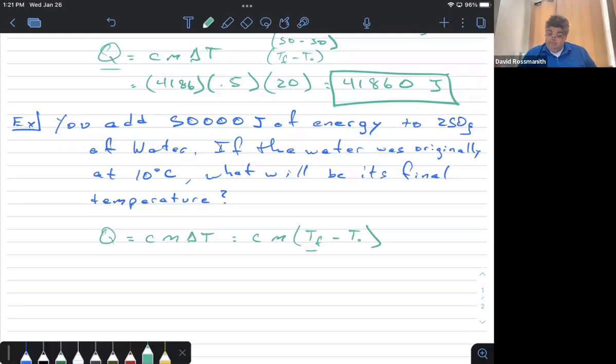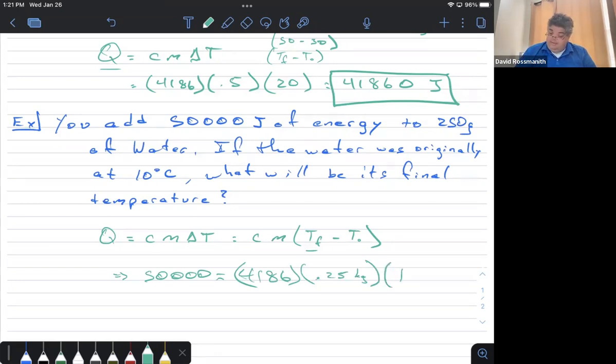So yet again, let's plug in the numbers that I know from my problem and solve for the unknown. Q, that's how much energy I add: 50,000. C, that's the specific heat of the material. In this case, it's water, which happens to be 4186. M, the mass, how much water do I have? I'm told I have 250 grams. Now, grams is bad. I don't like those units. What I want is kilograms. If I convert, 250 grams is the same as 0.25 kilograms.